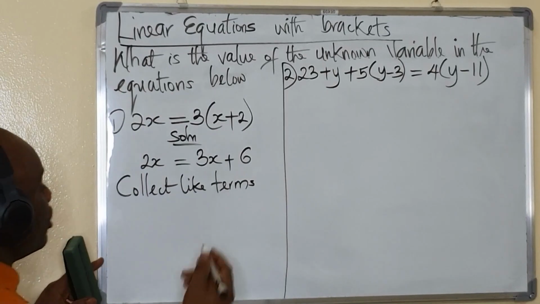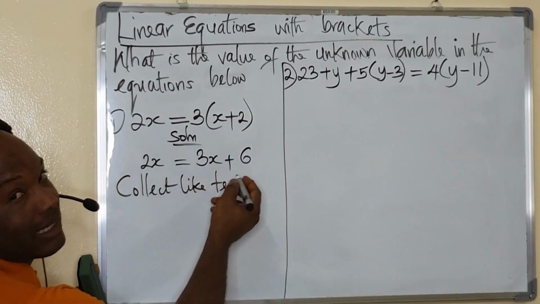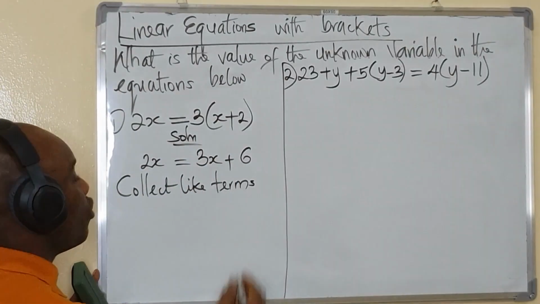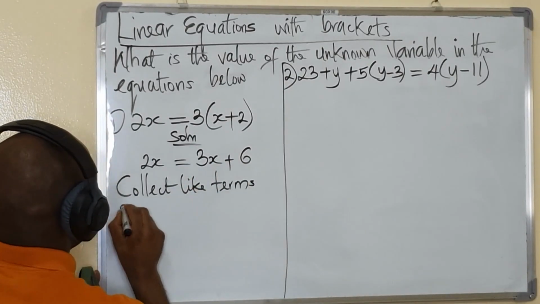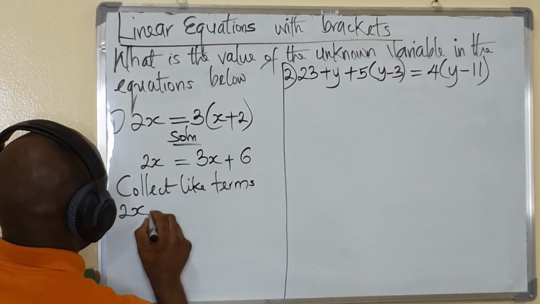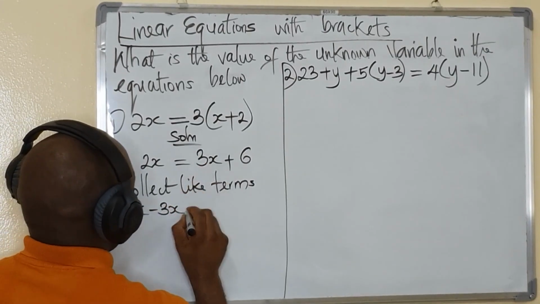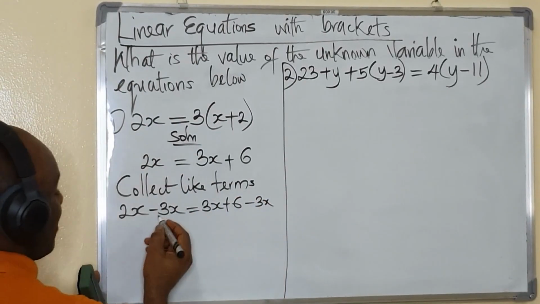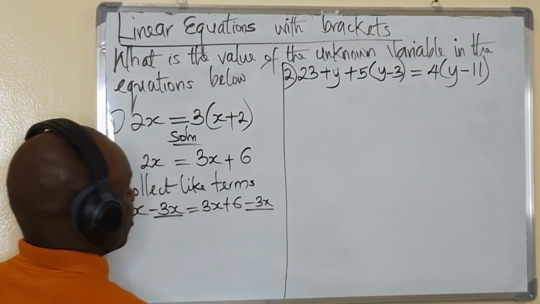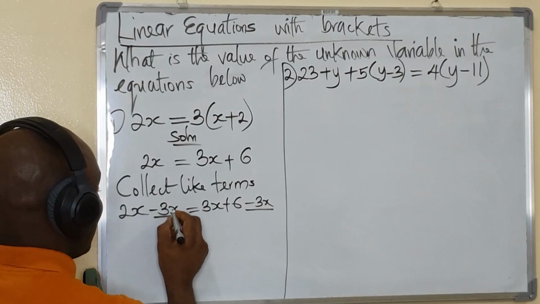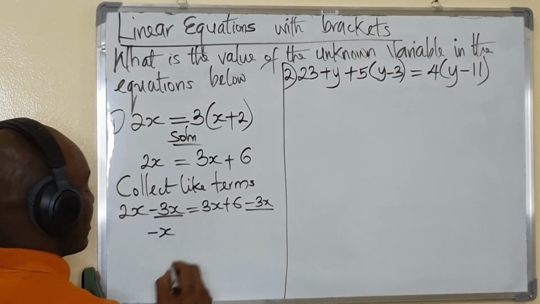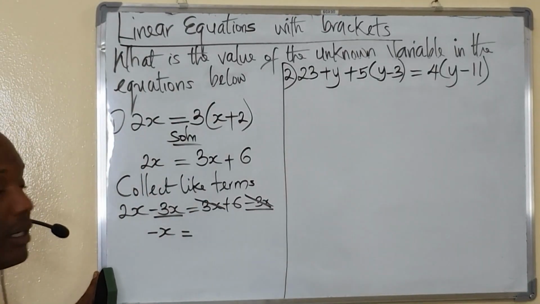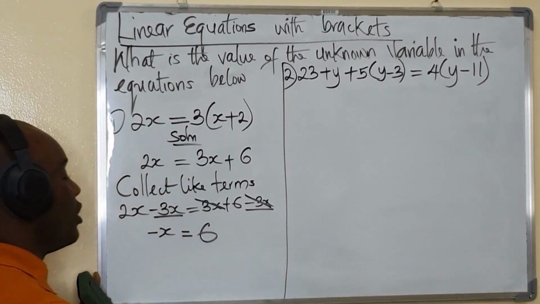To do that, I can choose to bring the 3x on my right hand side to the left. I'll begin by subtracting 3x from both sides. So this side is going to be 2x minus 3x, and on my right hand side I will have 3x plus 6 minus 3x. I have subtracted 3x on the left and 3x on the right. In that case, 2x minus 3x leaves us with negative 1x, equal to 3x minus 3x, which is 0. So on the right hand side, we are left with the number 6.